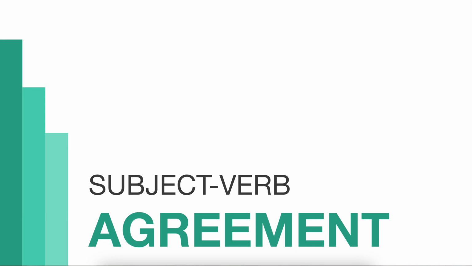Hello, everyone. Today we are going to talk about subject-verb agreement in English and how that works. Before we get into it, you'll need to remember a couple of key concepts about what a subject is, what a verb is, and what an object is in a sentence. So we're going to run through a really quick review here.